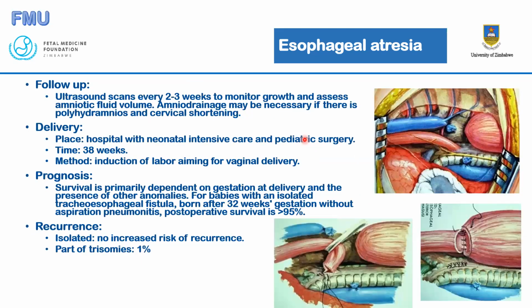Then ultrasound scan every 2 to 3 weeks to monitor for fetal growth and assess amniotic fluid. Amniotic drainage may be necessary if there is polyhydramnios and cervical shortening. The delivery should be planned with neonatal intensive care and pediatric surgery, timing 38 weeks, induction of labor, aiming for vaginal delivery, no need for C-section unless there is an obstetric indication.